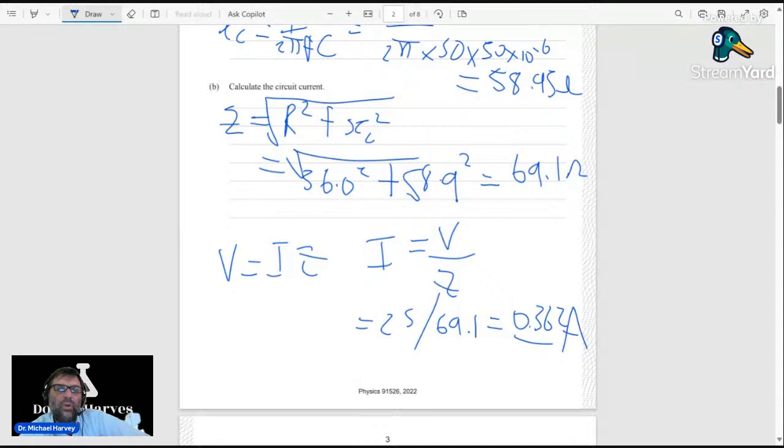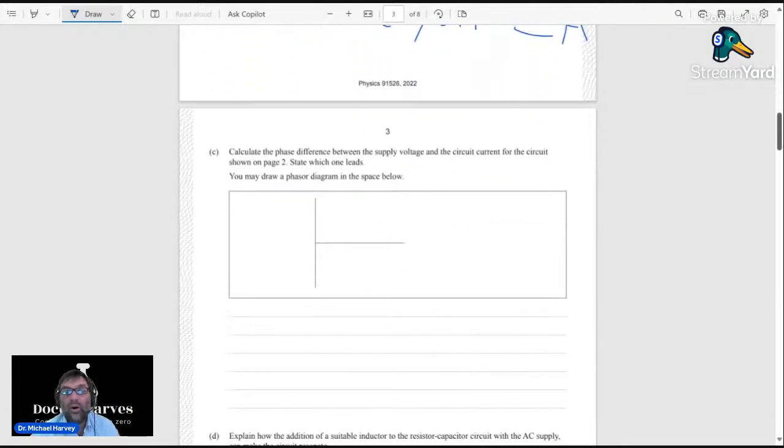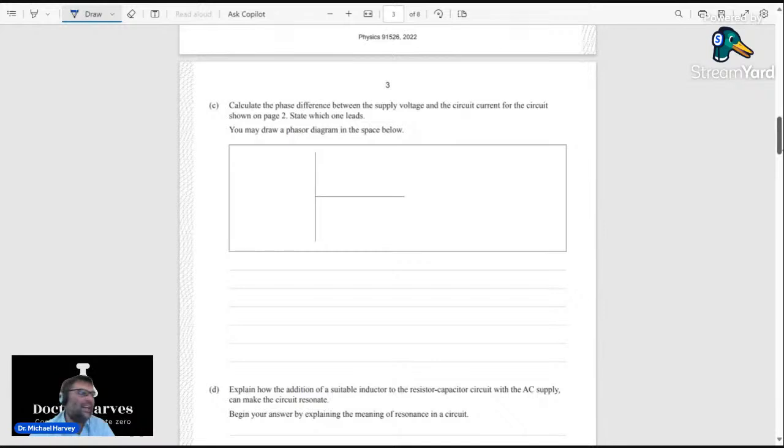But that all comes with the idea of Eli the Iceman. Yes, it's the phasor diagram stuff, which I think really comes in later as well. So yes, that is correct. It is indeed the phasor diagrams. Eli the Iceman. Phasor diagram. Okay. So calculate the phase difference between the supply voltage and the circuit current for the circuit shown on page 2 and state which one leads. That's your Eli the Iceman.